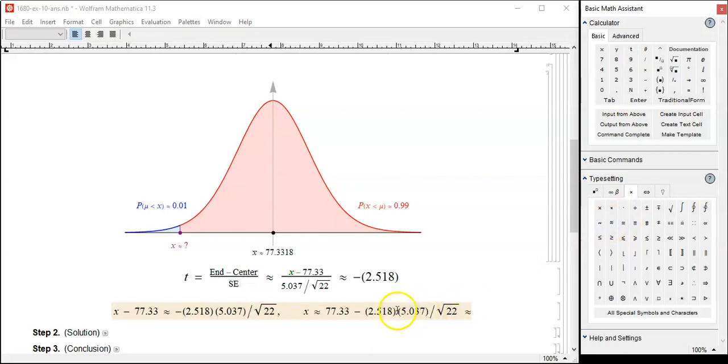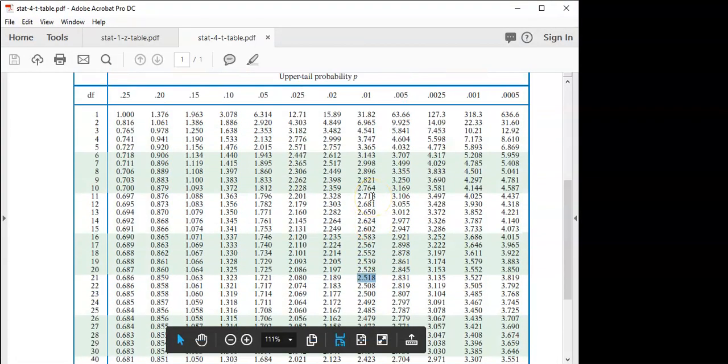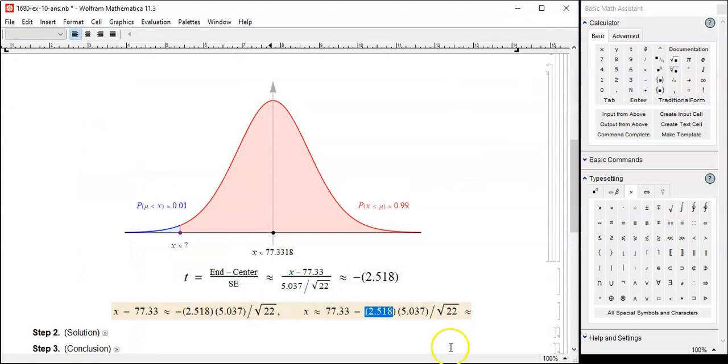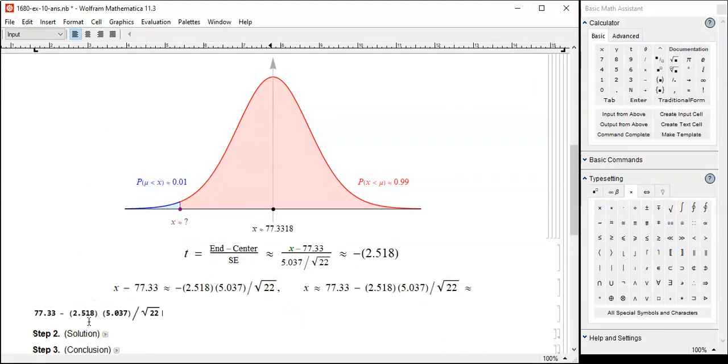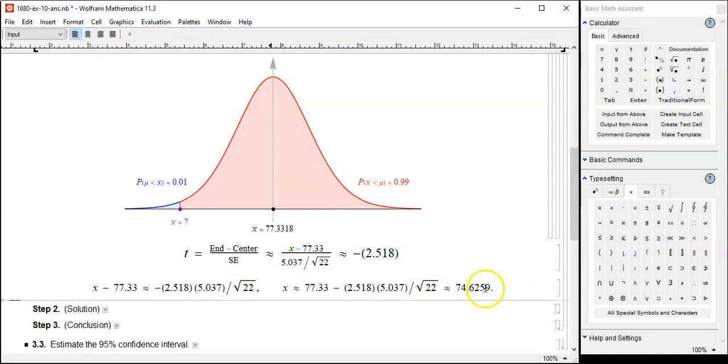This is the SE, standard deviation over square root of n. And this quantity here, 2.518, came from the t-table. Here, right here. Degree of freedom, 21, and 1%. Shaded part is 1%. Okay, let's do this computation, and that's gonna be it. 74 point something, and that is my 99% lower confidence bound.